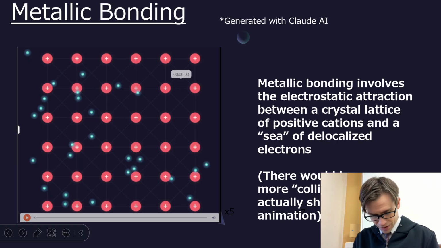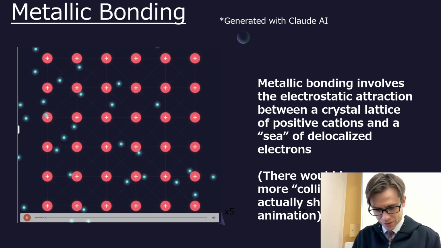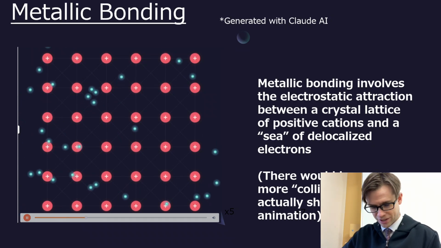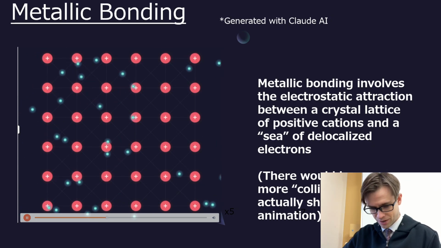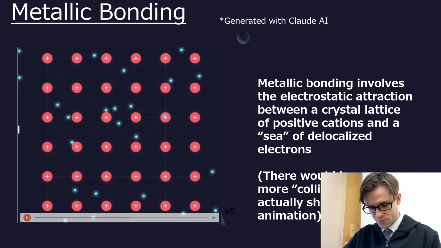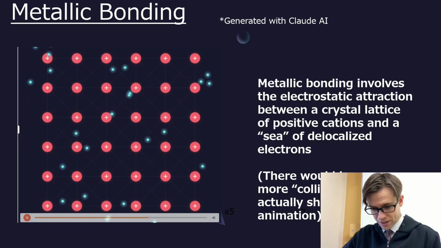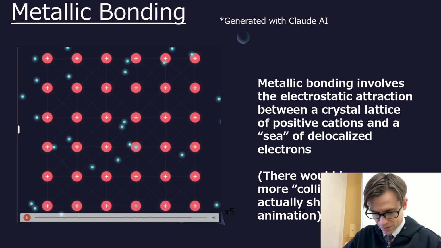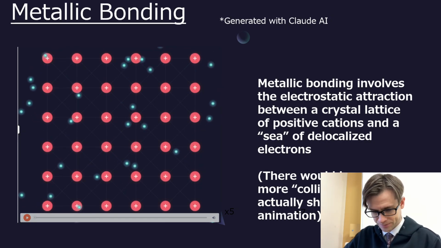So I want to show this little animation of what metallic bonding might look like over time. You've got your lattice of cations that don't really move. They're quite stable in an organized structure. But then you have your delocalized electrons. They're free to move all around. They're not stuck at any one location or stuck to any particular one cation.